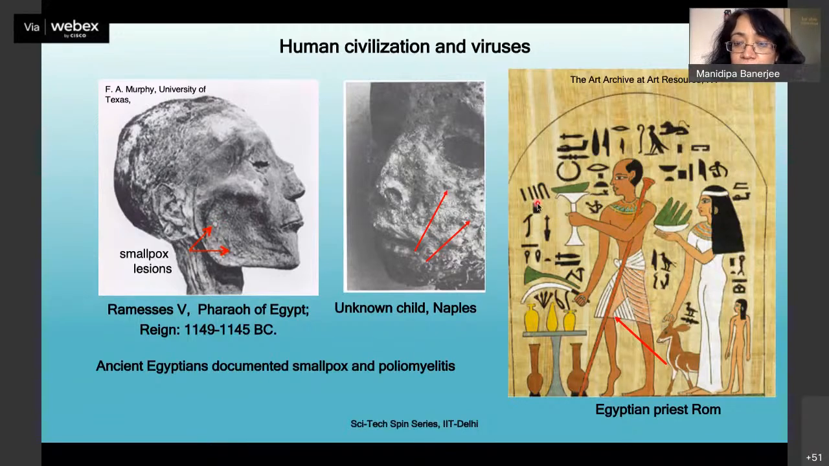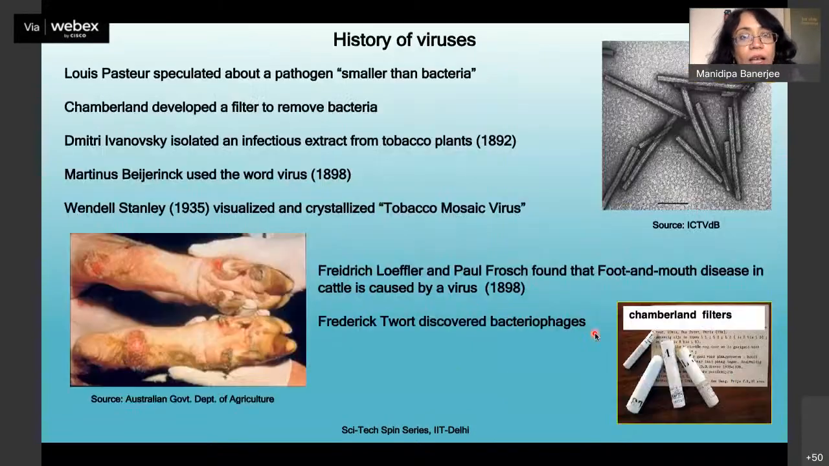Also, if you look at some paintings from ancient Egypt, this is an Egyptian priest, Rom, who is offering something to the gods, to the deities. The image shows some signs of what we now know as polio, caused by poliovirus. So one would see that there are some symptoms caused potentially by viruses, which have been documented in very early civilizations. But at that point, again, we did not know this. We figured out much later what is causing these diseases.